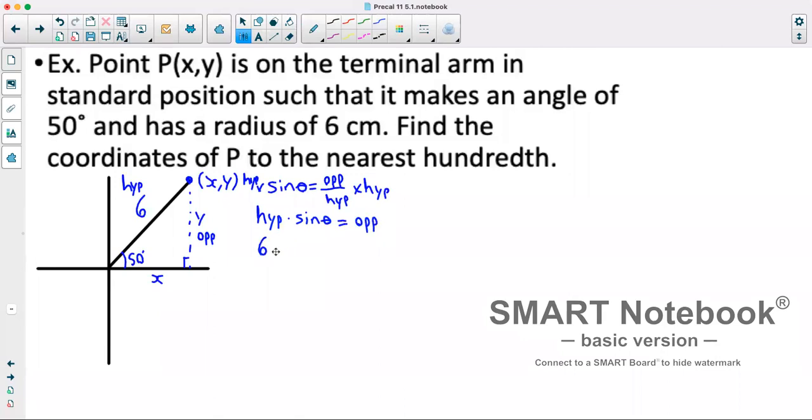So we have 6 sine of 50 is equal to our opposite. Now 6 sine of 50 is 4.60. We're going to nearest hundredth, so that's 2 decimal places. So we know that this is 4.60.